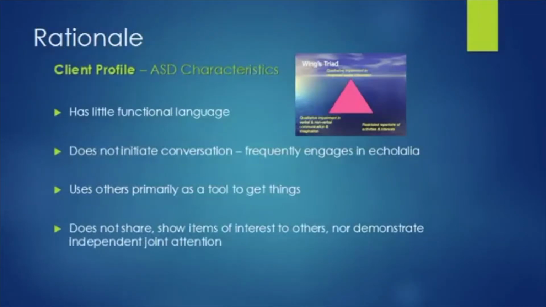Tommy has the ability to speak words, but he has little functional language. He does not initiate conversation and often scripts or has one-sided conversations that are sometimes from a TV show, movie, or something someone else has said recently. He uses others primarily as a tool to get what he needs and wants, although he is making some progress in manding, both for reinforcers and sometimes for other items. Tommy does not show items of interest to others, nor demonstrate independent joint attention.